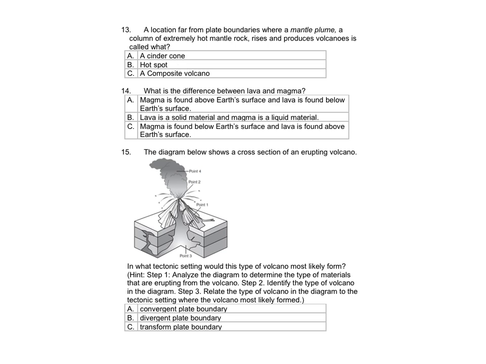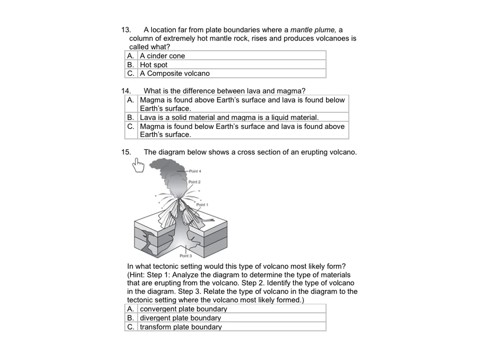A. A cinder cone. B. Hot spot. C. A composite volcano. Number 14. What is the difference between lava and magma? A. Magma is found above Earth's surface and lava is found below Earth's surface. B. Lava is solid material and magma is a liquid material. C. Magma is found below the Earth's surface and lava is found above Earth's surface.